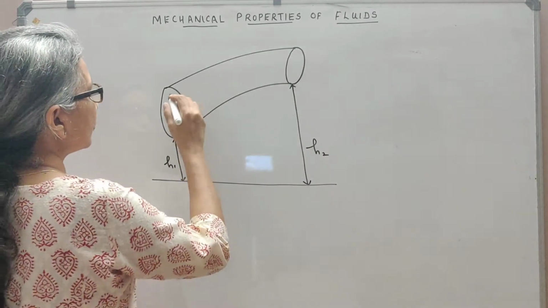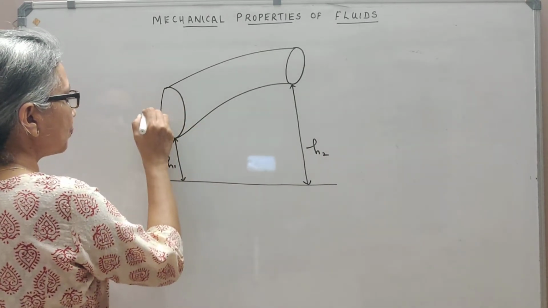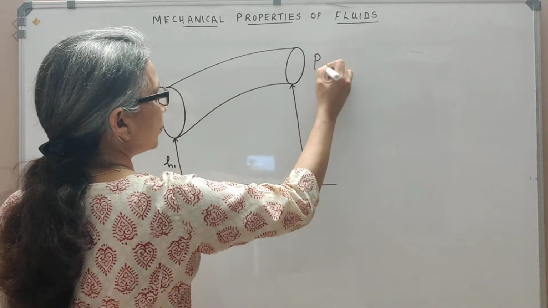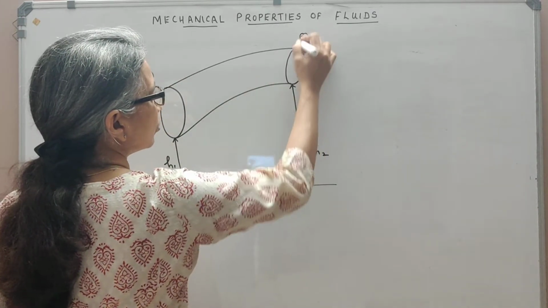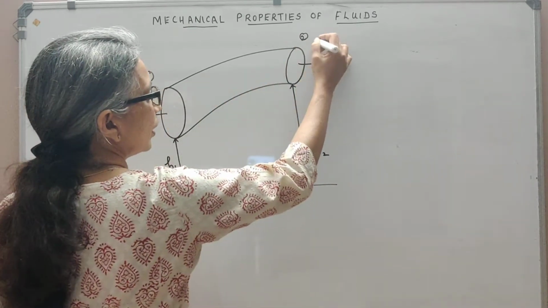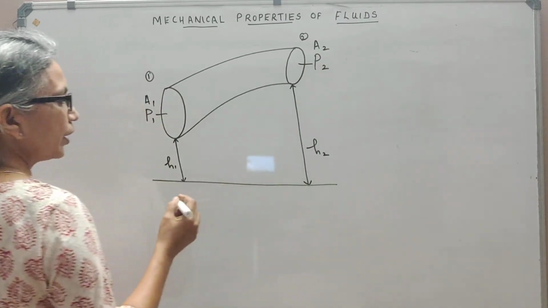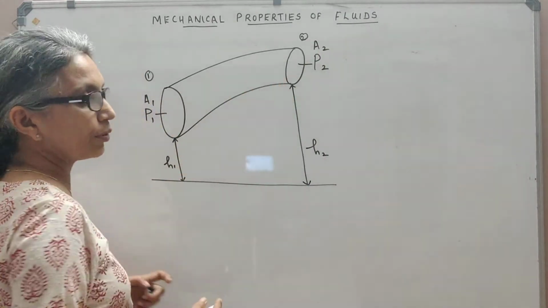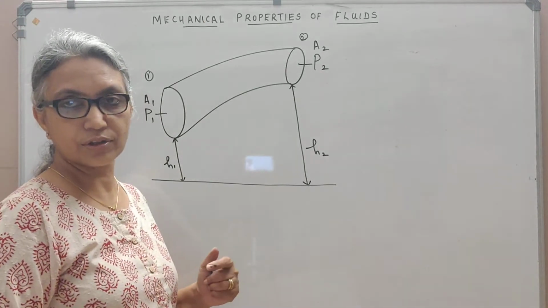and we have pressure P1 at end 1, pressure here is P2 at end 2. Of course, the area of cross section here is A1, area of cross section here is A2. Like before, the fluid is in a non-uniform pipe. Area of cross section is non-uniform.